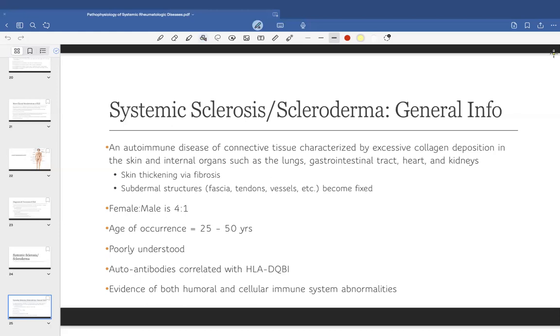Much more common in females than males. 4-to-1 ratio, tends to be a disease of younger people, so 25 to 50. It's not very well understood. The autoantibodies correlated with HLA-DQB1. So again, autoantibodies with that gene locus. And there tend to be abnormalities of both humoral and cellular immune system. So both the B cell line and the T cell lines.